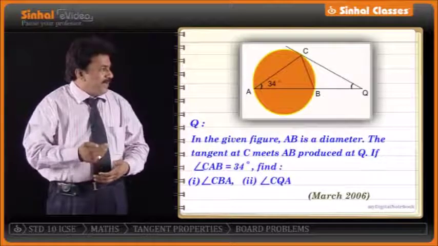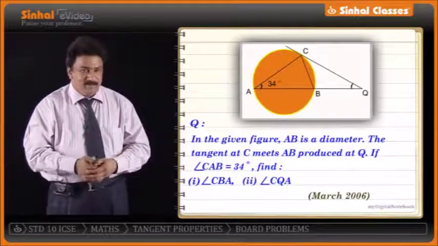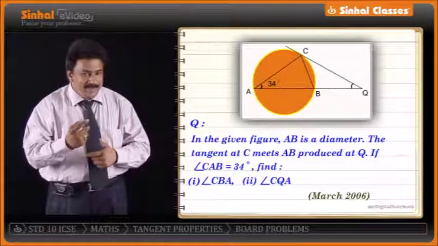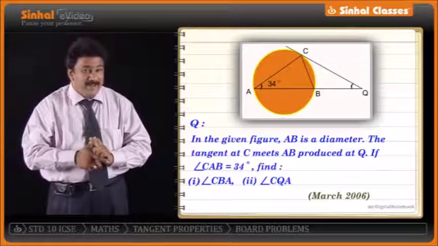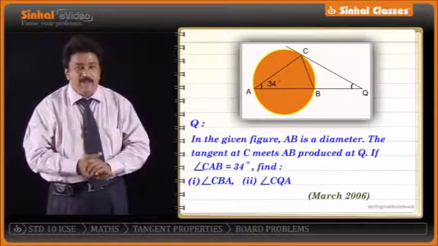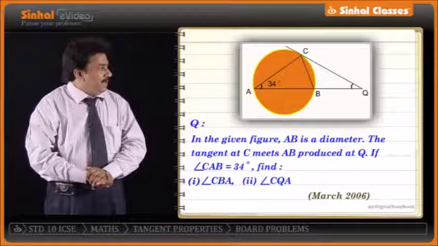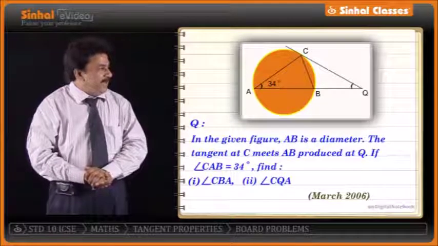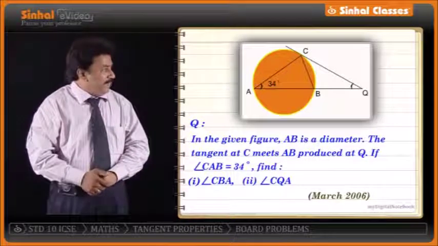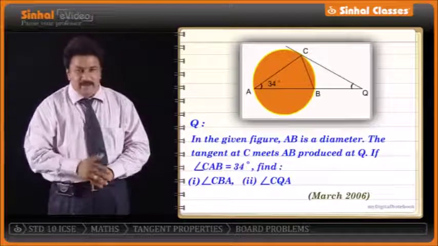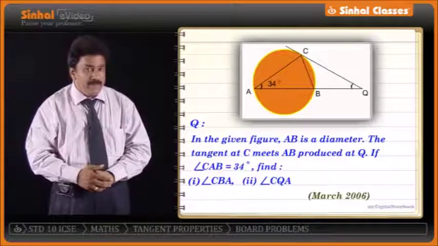In the given figure, AB is the diameter. Very lucky people. Once again you get a diameter. So what will you do when you get a diameter? Yes, your thinking is correct. The moment you get a diameter, you start thinking about an angle which is subtended from the diameter onto the circumference. What else? A tangent at C meets AB produced at Q. That's just information.